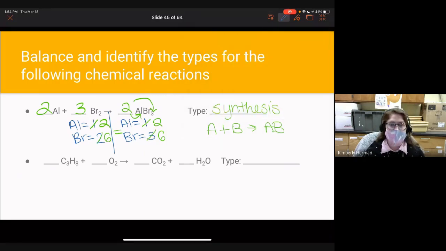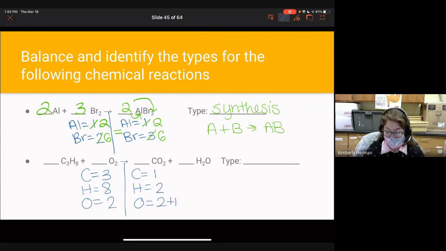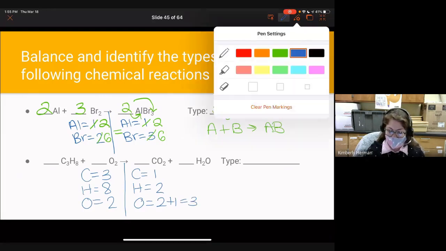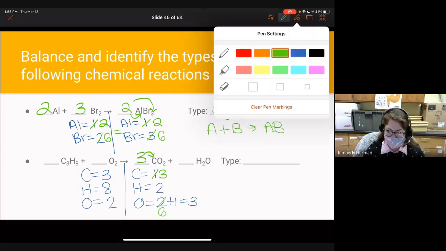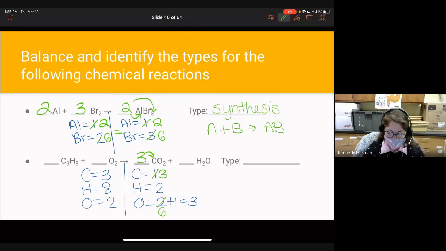Okay, our next one, we have C3H8 plus O2 yields CO2 and water. So we have C, H, and O. We have C, H, and O. We'll see we have 3, we have 8, and 2. We have 1, we have 2, we have 2 plus 1 here. Gives us 3. So always start with your C first and then go to your H, saving your O's for the end. So we're going to put a 3 here. Now it not only changes this carbon to 3, but it's going to change this O to 6.